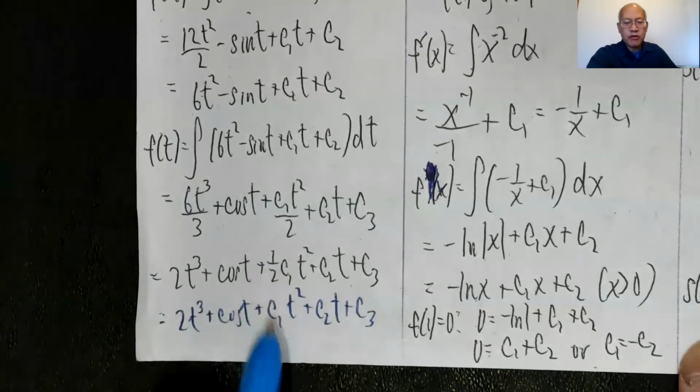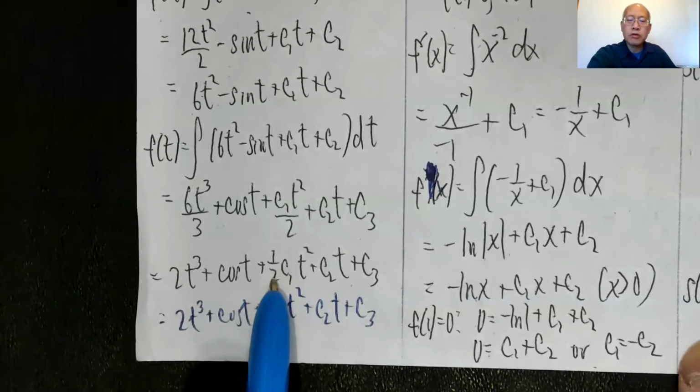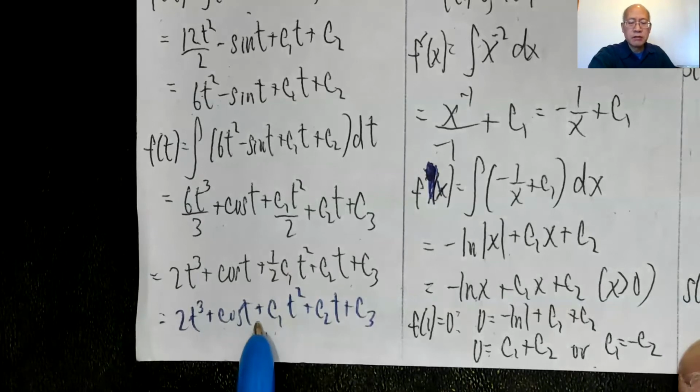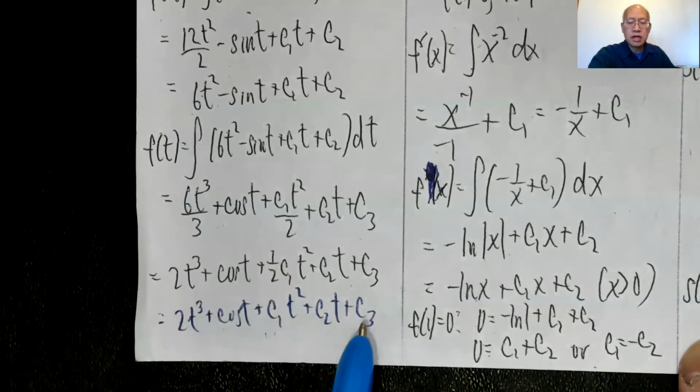And now how do I go from here to here? Well, c1 runs through all real numbers. So if c1 runs through all real numbers, 1/2 c1 also runs through all real numbers. So I can just drop the half. So 2t cubed plus cosine t plus c1t squared plus c2t plus c3.